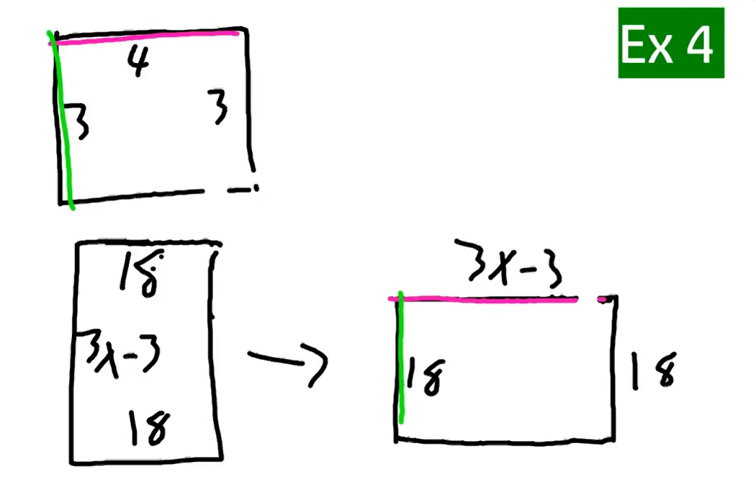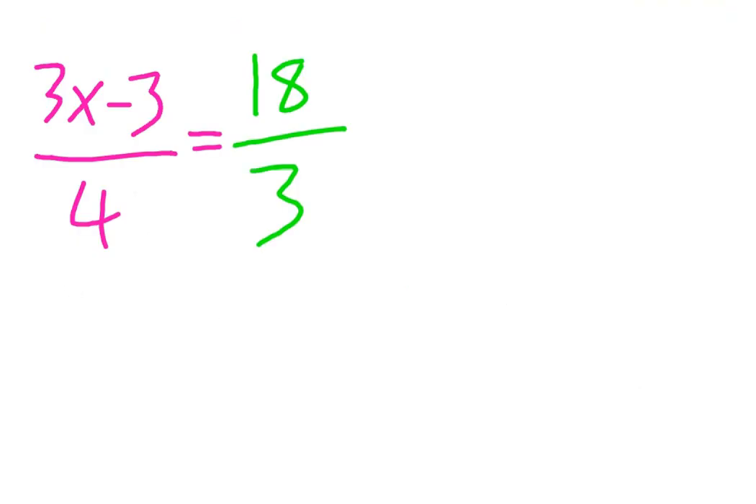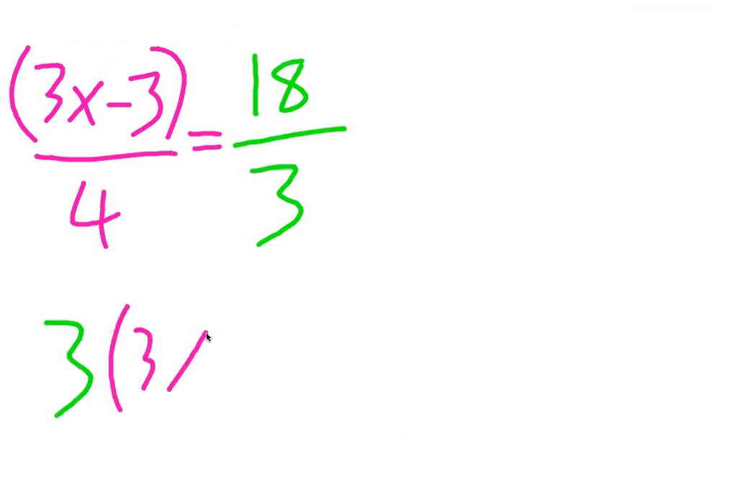And let's do it for the last one. Okay, here was our last example, 4. Let's go ahead and set this one up. So again, we want to put parentheses around the one that's got an x on it. And do bottom right times top left, so 3 times 3x minus 3. And who wants to finish this one out equals what? Good, 4 times 18.